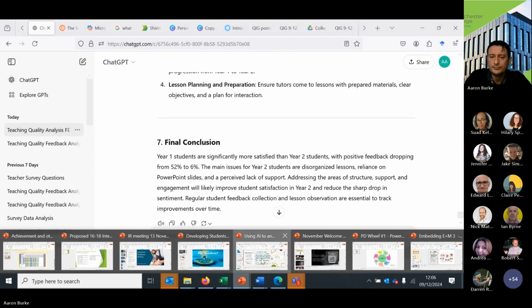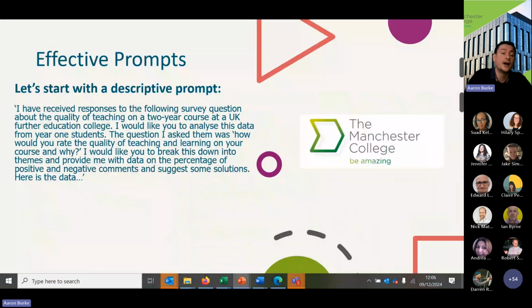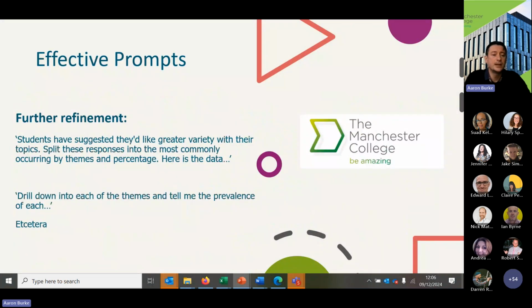So what we can then do is further refine this if we want to. We can ask extra questions around drilling down into these themes and telling us about the percentage of prevalence and all sorts of extra questions that will just further refine and give us even more information that we can use.